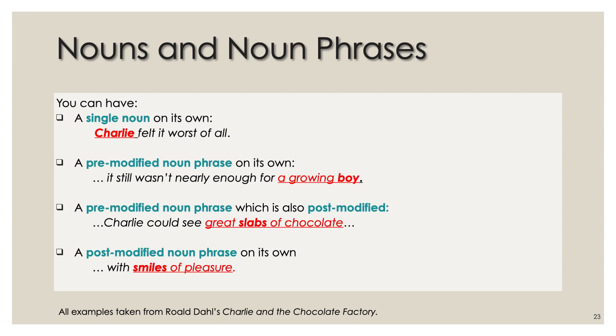Charlie could see great slabs of chocolate. And that was what you were seeing in those examples earlier on, where you've got a denizen of the underworld. You've got post-modification and pre-modification. And you can also have a post-modified noun phrase on its own with smiles of pleasure. So smiles is the noun that's being described there. And then of pleasure is providing more information about the nature of those smiles. So we're going to look a little bit more now at that idea of the post-modified noun phrase.